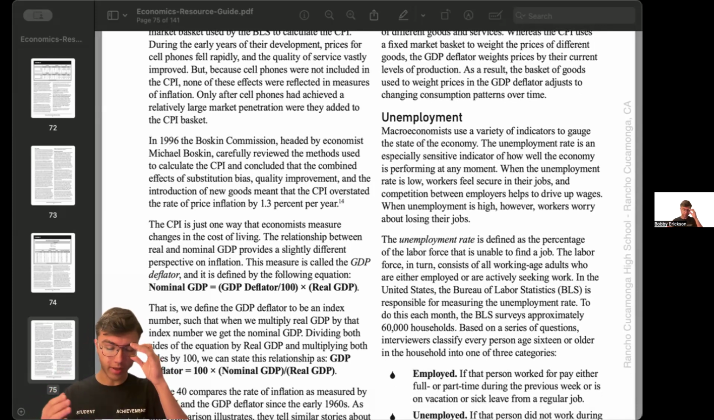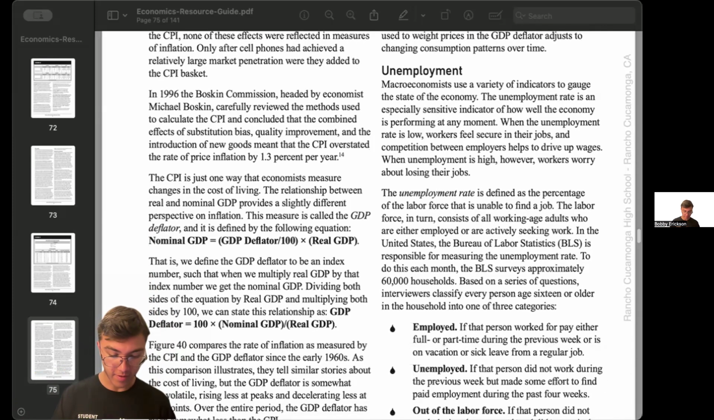So how else are we able to look at the price of living? Well, we can use the GDP deflator. The relationship between real and nominal GDP shows a different perspective on inflation as a whole. The GDP deflator relationship is: nominal GDP equals the GDP deflator times real GDP, all divided by 100. This makes sense because real GDP is multiplied by this deflator number, which factors inflation back in to turn real GDP into nominal GDP.